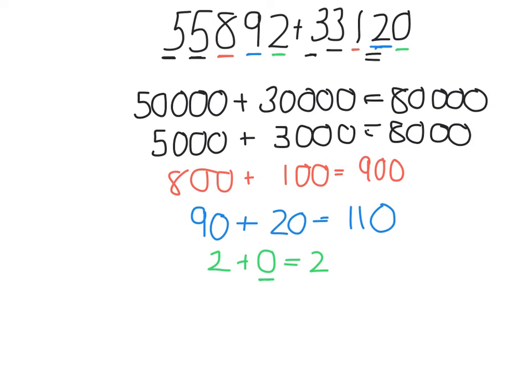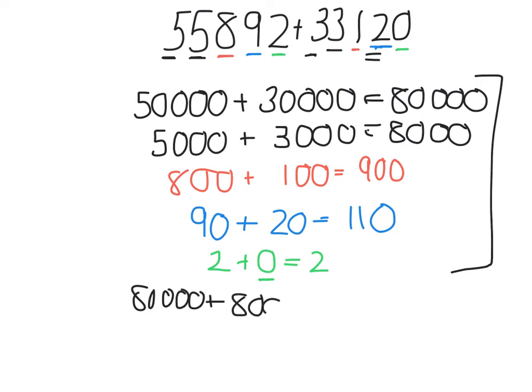All right, now what I'm going to do is I'm going to add all of these 5 numbers together. So 80,000 plus 8,000 plus 900 plus 110 plus 2. So the answer is 89,012.